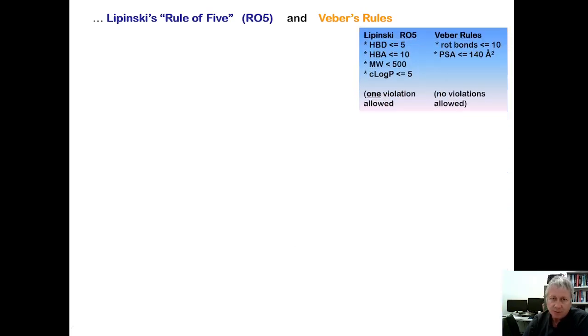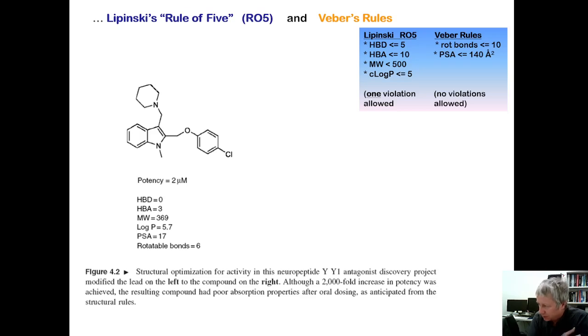Another example. Okay, so this is a molecule, a neuropeptide YY1 antagonist, and we're showing the Lipinski parameters. There's also its 2 micromolar potency, and I think that we'll come back to that. Okay, so anyway, looking at the Lipinski rules, hydrogen bond donors, does it obey or not? It's less than 5, so it seems to be valid, or it follows Lipinski's rules.